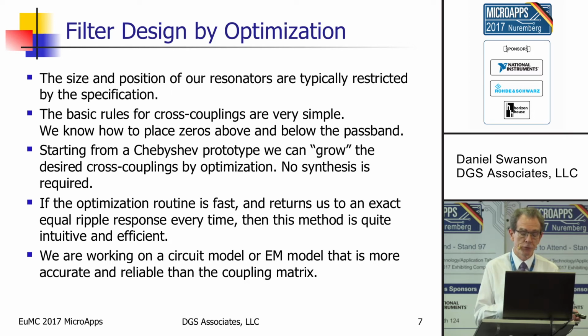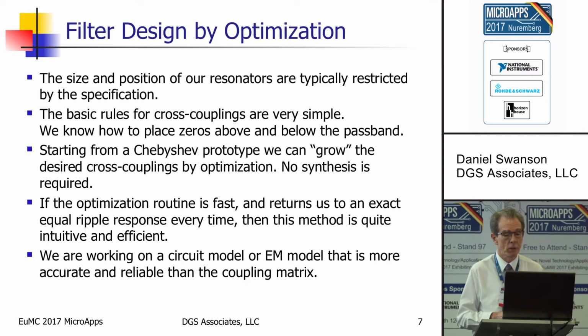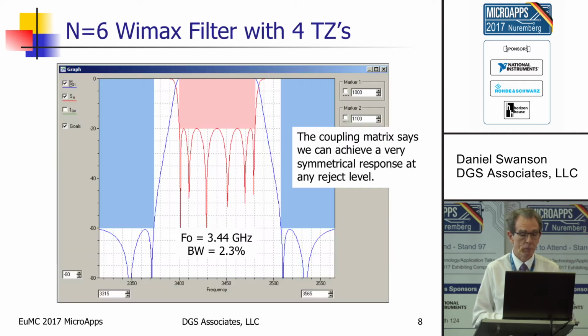And for the simpler cross coupled filters, we really don't have to do any synthesis. And if our optimization routine is fast and it returns us to an exact equal ripple response every time, then this method is actually quite intuitive and quite fast. And I'll show you what that looks like in just a few minutes here. And we're generally working on a circuit model or an EM model that is often more reliable than the coupling matrix.